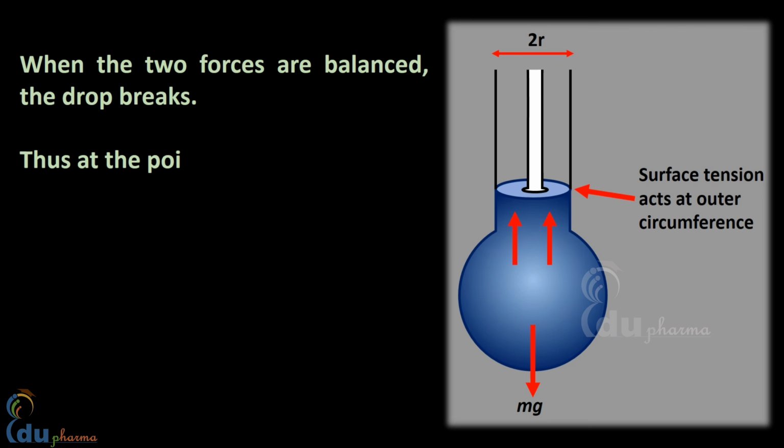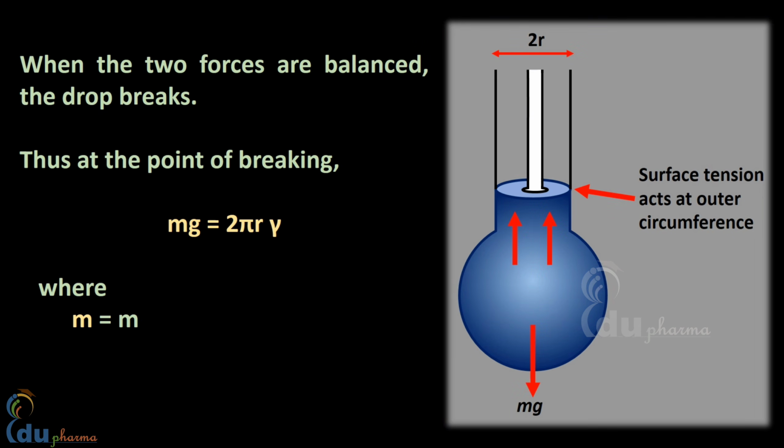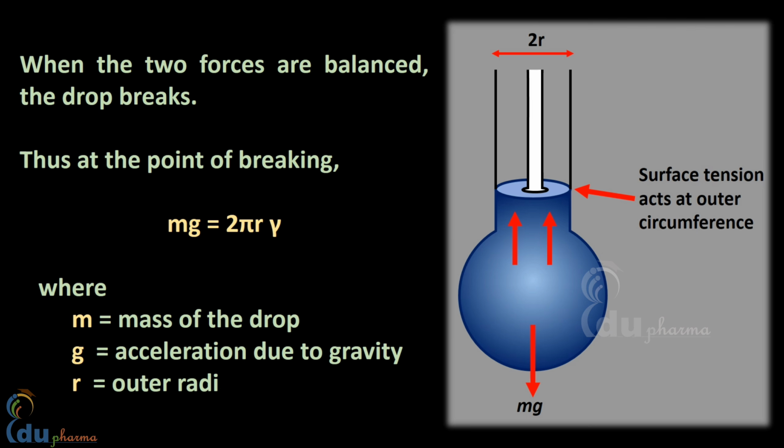Thus, at the point of breaking, the upward and downward forces are equal and we can write mathematically mg = 2πrγ, where m is the mass of the liquid drop, g is gravitational acceleration, r is the outer radius of the tube and γ is surface tension. We will use this equation for derivation of the final equation.